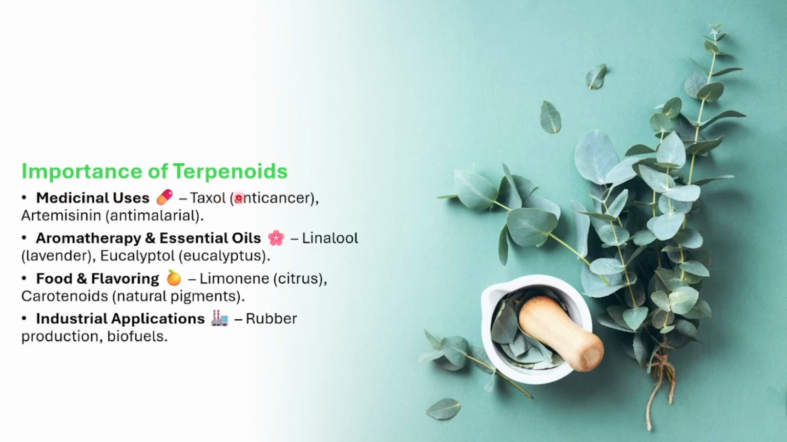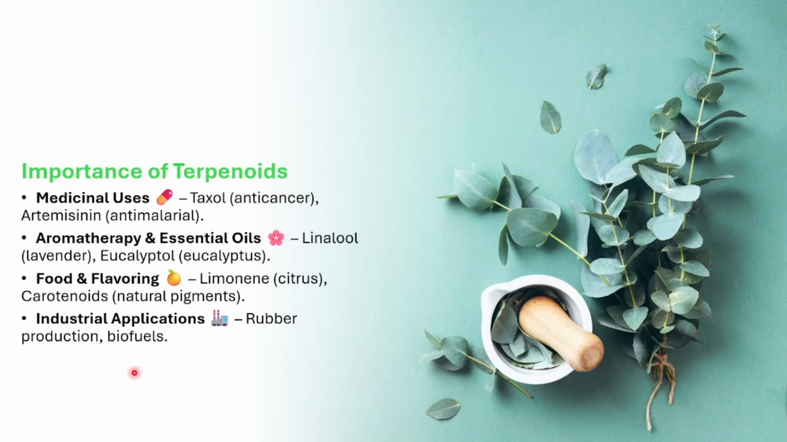Further, we will discuss the importance of terpenoids. Terpenoids are used for medicinal, aromatherapy, food, flavoring, and industrial applications. In medicinal use, Taxol is used as an anti-cancer drug and artemisinin as an anti-malarial drug. Aromatherapy and essential oils: examples are linalool, which comes from lavender, and eucalyptol, which comes from eucalyptus, used for aromatherapy. Food and flavoring: examples are limonene, which comes from citrus, and carotenoid, a natural pigment responsible for the color of the food, and limonene is used as a flavoring agent.